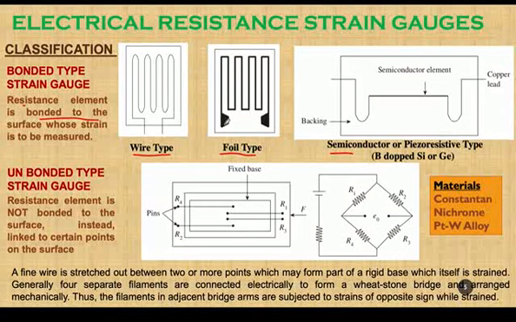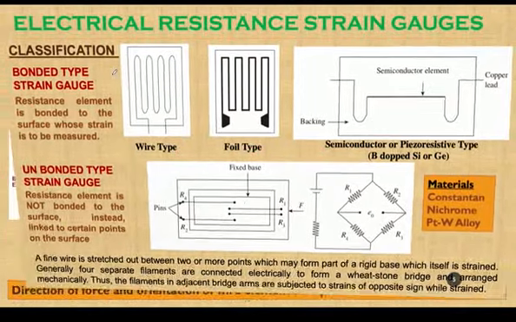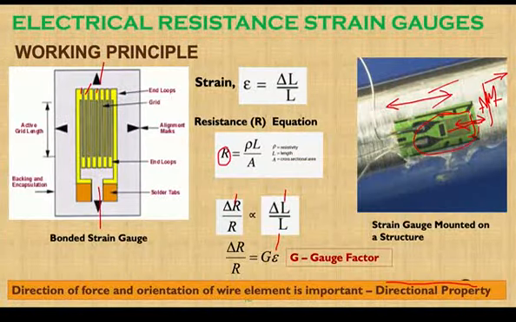Here is another arrangement where there is a foil rather than wire. It is a foil that is cut into a particular shape and pasted on a base. So this is called the foil type. Both are bonded type because the resistance element is bonded to the surface of the strain to be measured. For measurement of strain, this particular non-conductive material along with the strain gauge will be pasted on the surface of the object to be sensed, as we have seen in the previous case here like this. So this is a strain gauge, this is a flexible membrane, and the strain gauge is pasted on this.